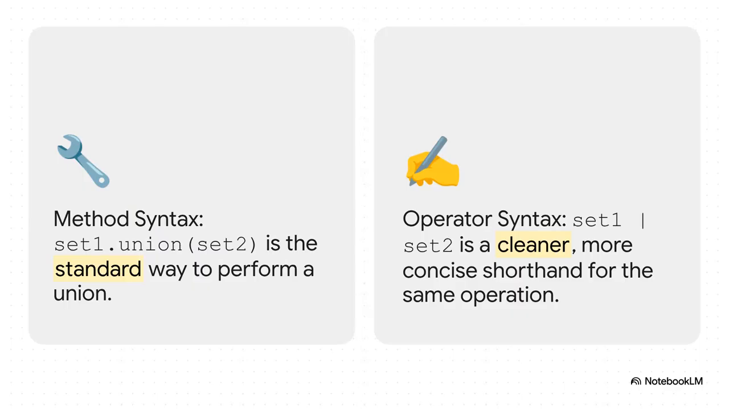But Python loves giving us shortcuts. So if you like your code to be a little bit cleaner and more concise, you can use the pipe operator. Just putting this vertical bar between two sets does the exact same thing as the .union method. It's just a really handy shorthand.